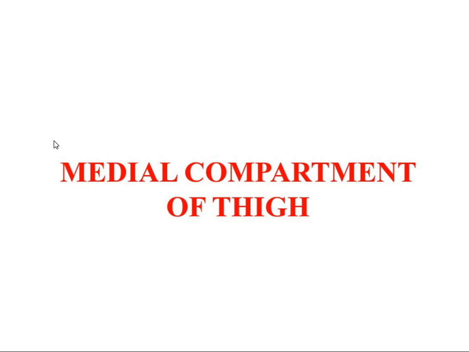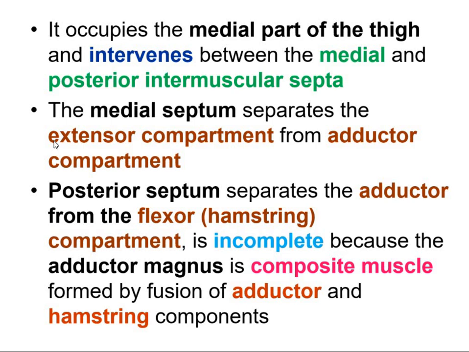Then starting with the medial compartment of the thigh, it occupies the medial part of the thigh and intervenes between the medial and posterior intermuscular septa. By now you know, we have the anterior compartment, the medial compartment and the posterior compartment, and these three compartments are separated from each other with the help of intermuscular septa. So the medial septum separates the extensor compartment, that is the anterior compartment, from the adductor compartment, and the posterior septum separates the adductor from the flexor or the hamstring part, which is the posterior part.